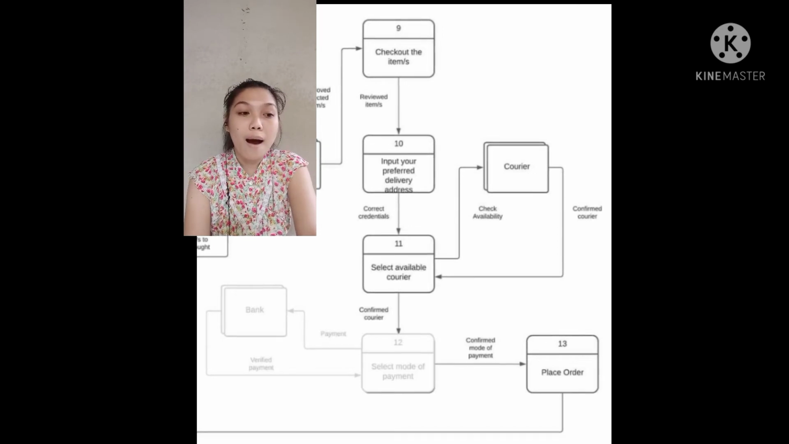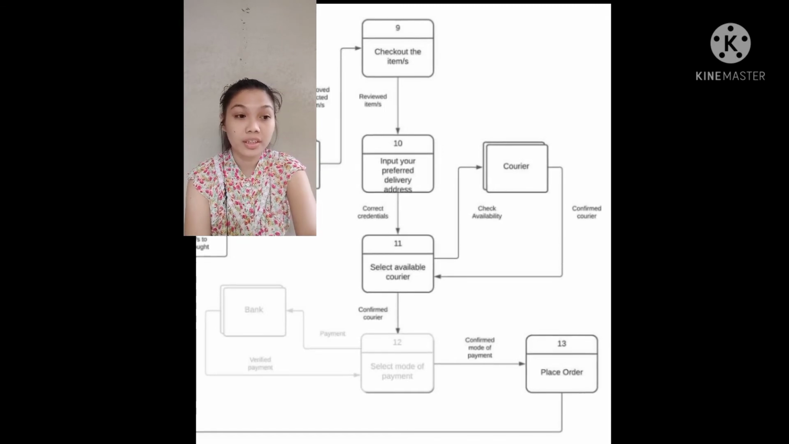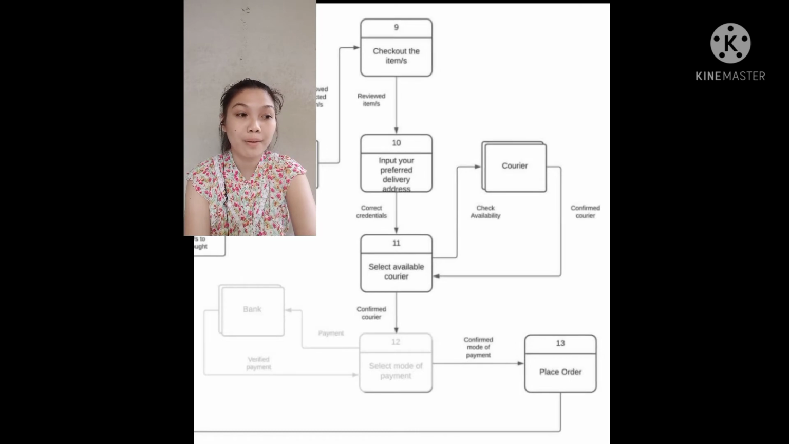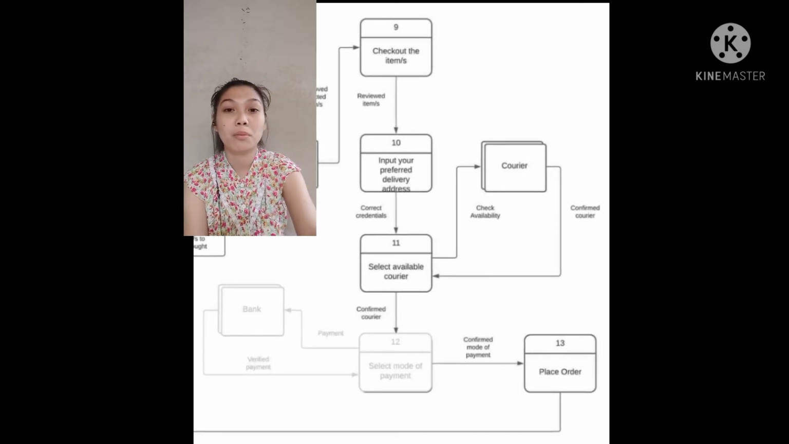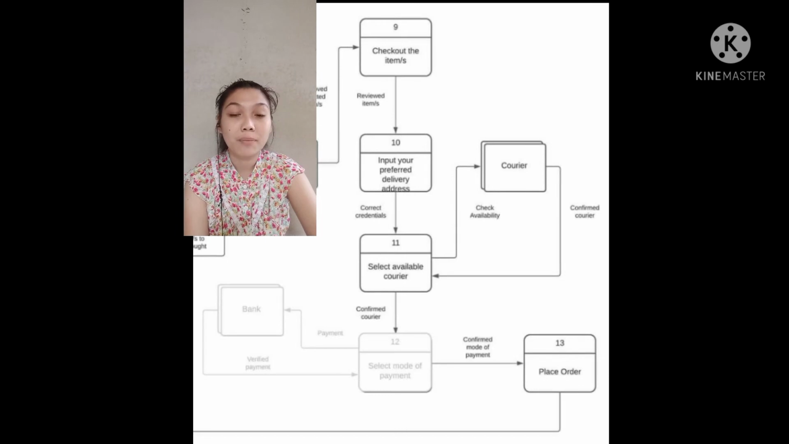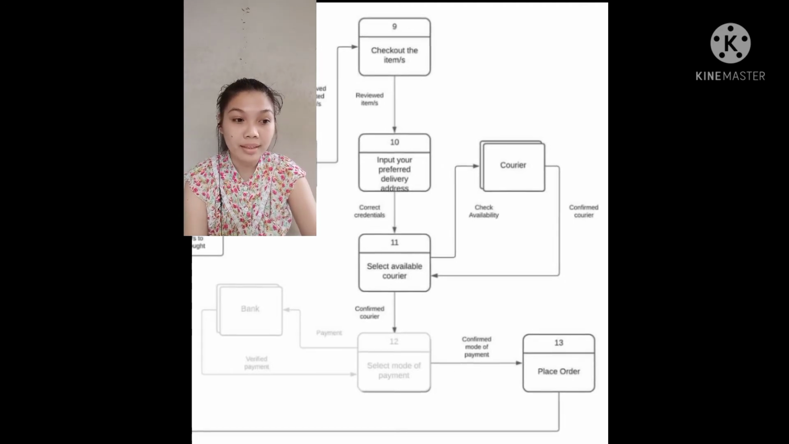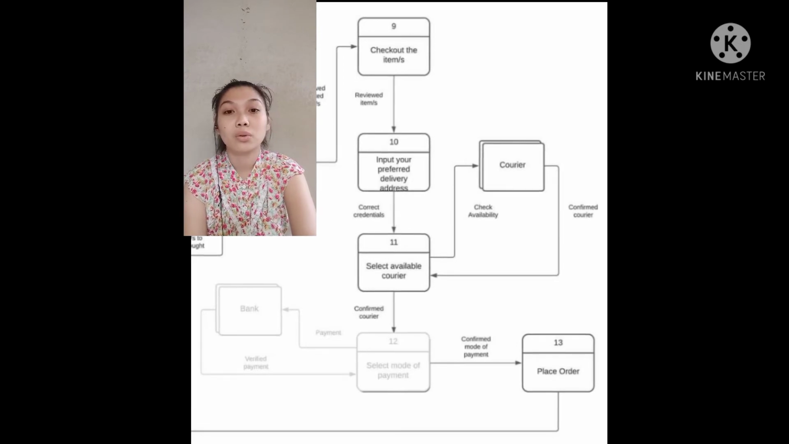Then it was the confirmed carrier. Then we're gonna proceed to another entity, which is the bank. The arrow going back in the middle is the payment that we will proceed to the bank. Then from the bank, we're gonna go back to process number 12, where the bank has already verified your payment, which is select mode of payment. Then we're gonna go to process number 13, which is place your order.